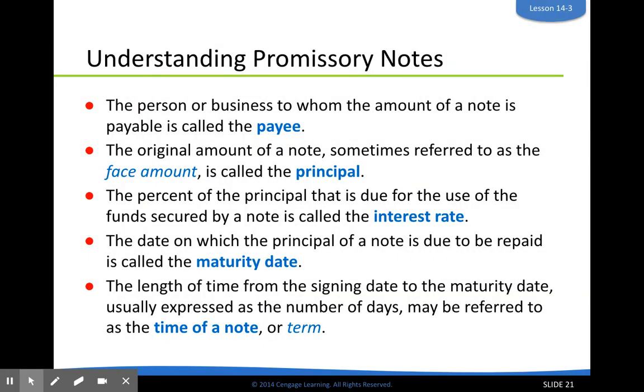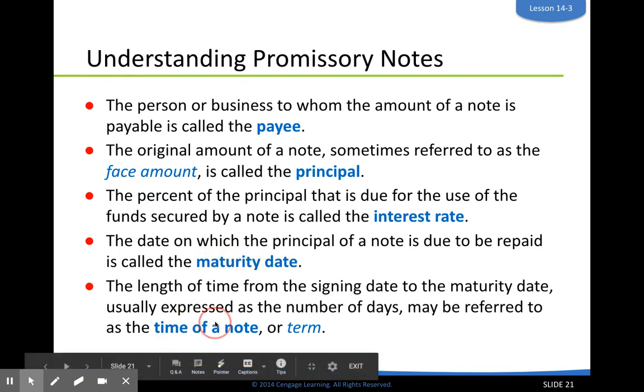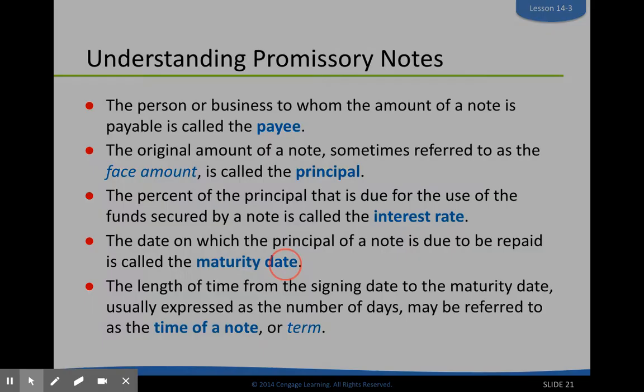The payee is the person that is going to be receiving the money. So in our situation, it would be 3 Green Services. Principal is the total amount owed. Then we're going to charge an interest rate. An interest rate is just like an interest rate if you had purchased a car or a vehicle, it's a percent. Maturity date we will be calculating. If the maturity date is 90 days, then the time of note would be 90 days, and we'll calculate the actual date. Maybe it's June 30th or whatever it may be.